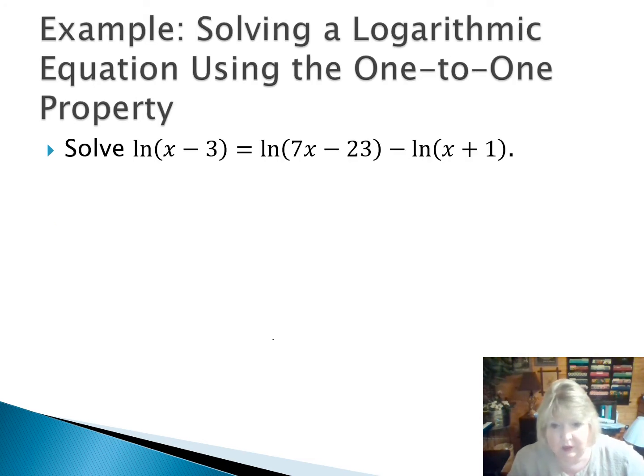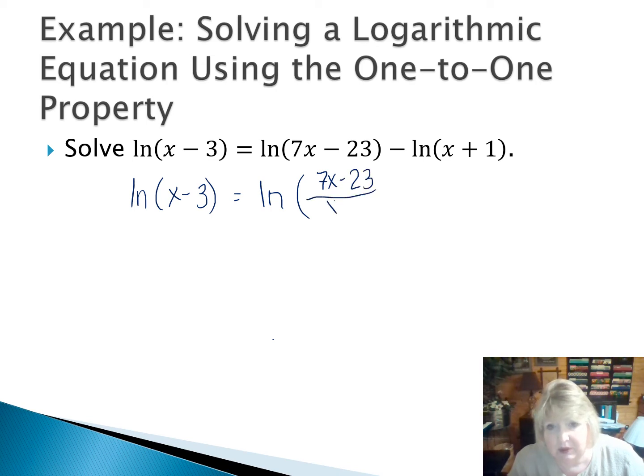When you look at this equation, you may initially say there's no way you can use that because you said you have to have one log with coefficient 1 on both sides. Yes, I have 2 over there, but that's okay because I know how to condense. I can condense and write them as 1. So this is the natural log of x minus 3 equals natural log of, when you divide, you subtract, there's that saying again, 7x minus 23 over x plus 1.